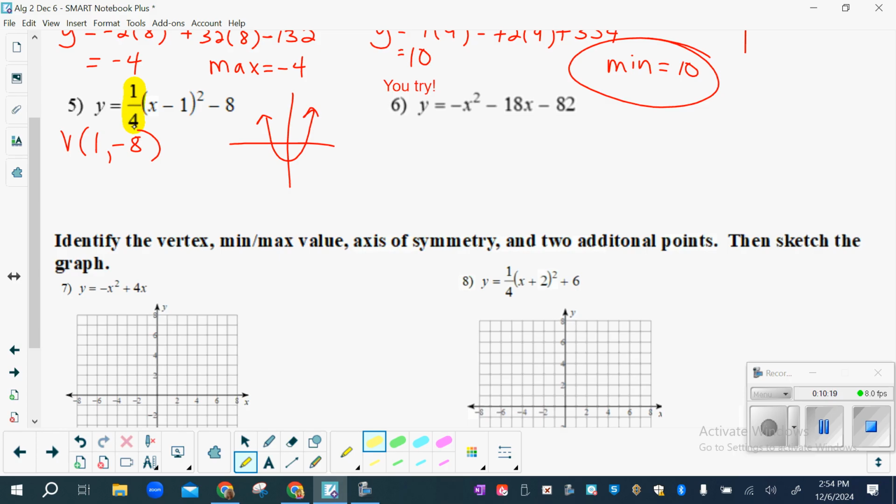Questions on that? Is that making sense? Why it's facing upward? So this number here, your A, if it's positive, it's facing upward. If it's negative, it's facing downward. So this faces upward, which means it's going to be a minimum or a maximum? Minimum. And we take the y value, which is -8. Go ahead and do number 6 on your own. Find your max or min on that one.